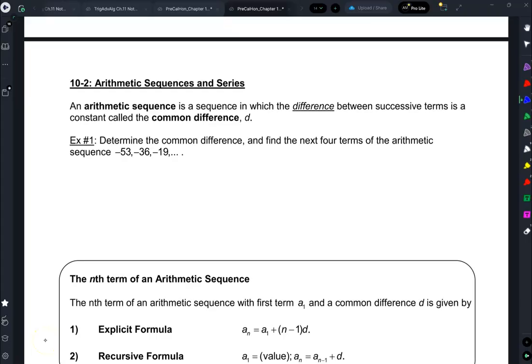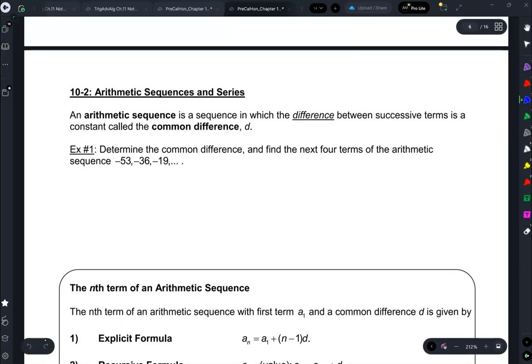So in this section, we're going to go into a specific type of sequence and series. In section 1, it was just in general about all sequences and series. In this one, we're going to talk about a specific one called an arithmetic sequence and series.